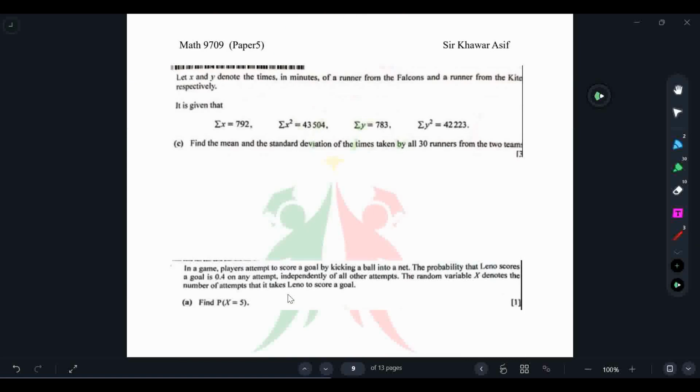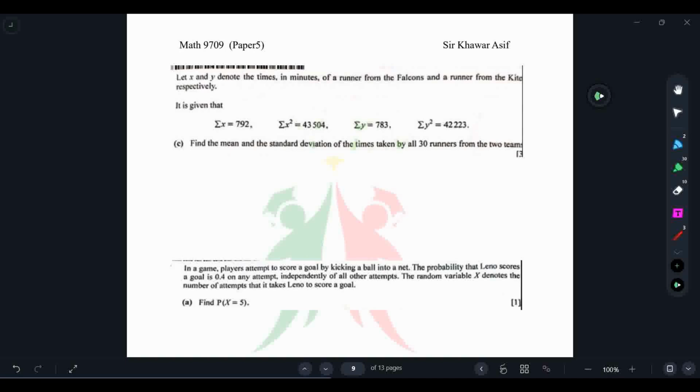Let's move to the next one. I think this one is another part of the previous one, but let me solve this one again. Find the mean and standard deviation of the time taken by all the 30 runners.